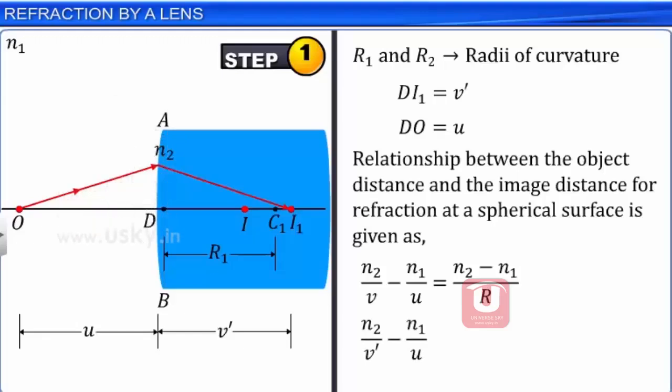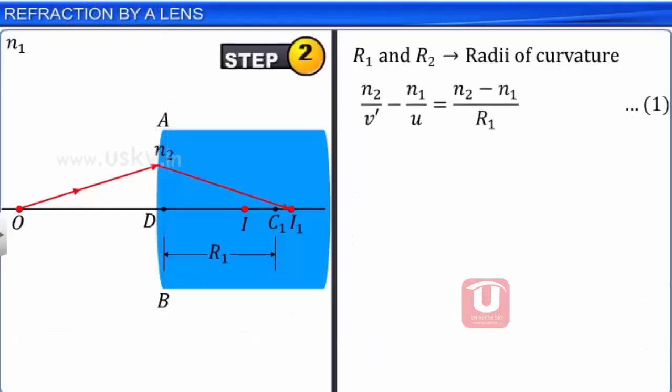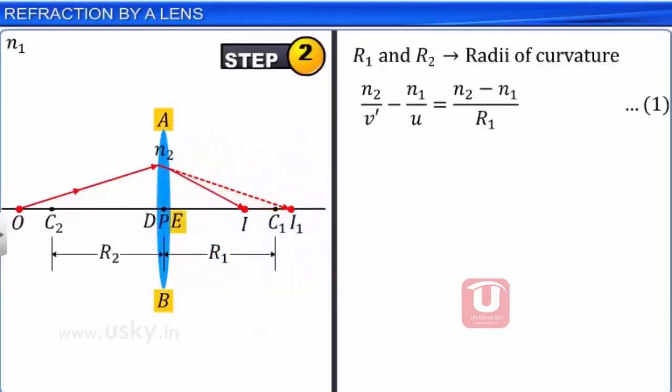Since the lens we are dealing with is a thin lens, we can write that EI is equal to V and EI1 is equal to V dash. Hence, we can write n1 by V minus n2 by V dash is equal to n1 minus n2 by R2. Let this be equation 2.